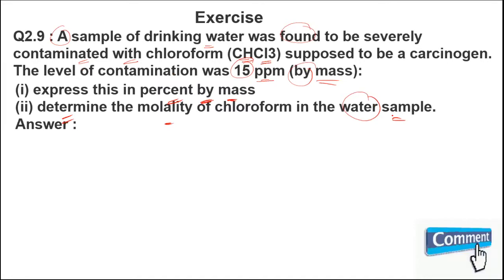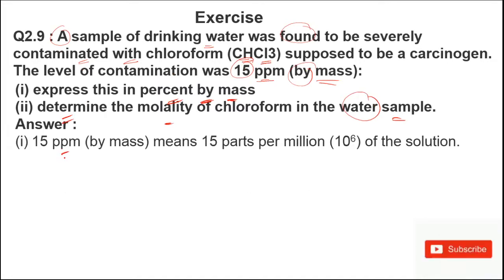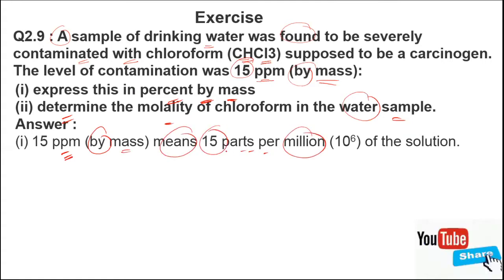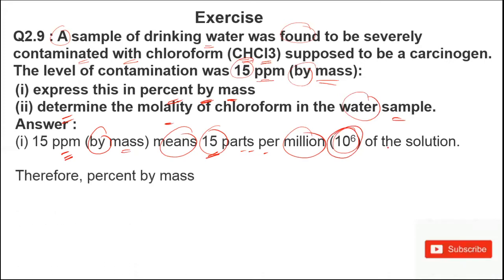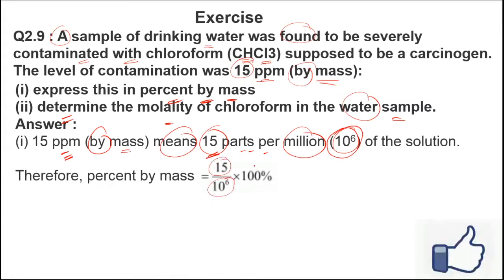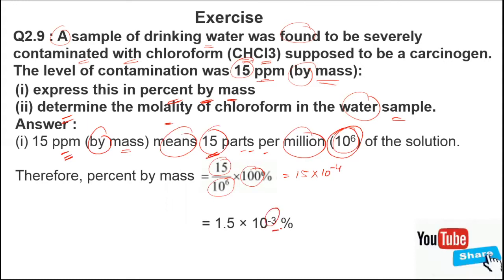First, we will do the first part of the question. 15 parts per million by mass means 15 parts are present in per million. Per million is 10 to the power 6 of the solution. Therefore, percentage by mass is 15 divided by 10 to the power 6, into 100. The net value comes to be 15 into 10 to the power minus 4, or 1.5 into 10 to the power minus 3 percent. Okay, so our first part is solved.